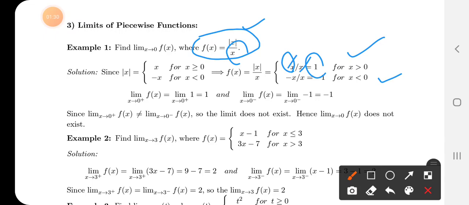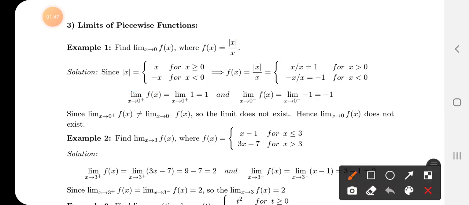And when x is less than 0, then we will get minus x, because when x is less than 0, the absolute value of x is equal to the negative of x. So negative of x divided by x, x will be cancelled out with x, and the remaining thing is minus 1. So this function is simplified to this form. This function is 1 when x is positive, and this function is minus 1 when x is negative.